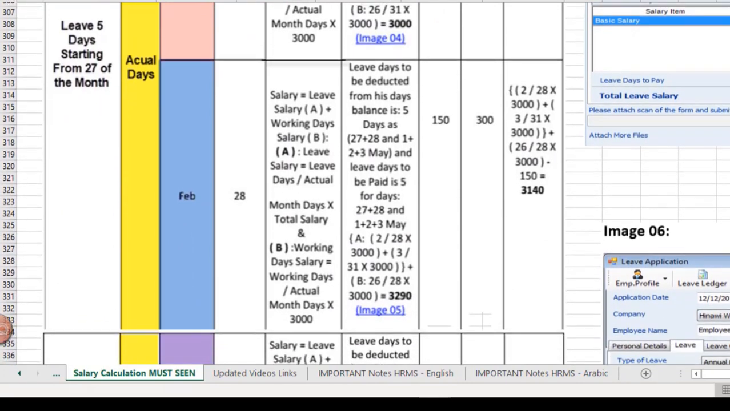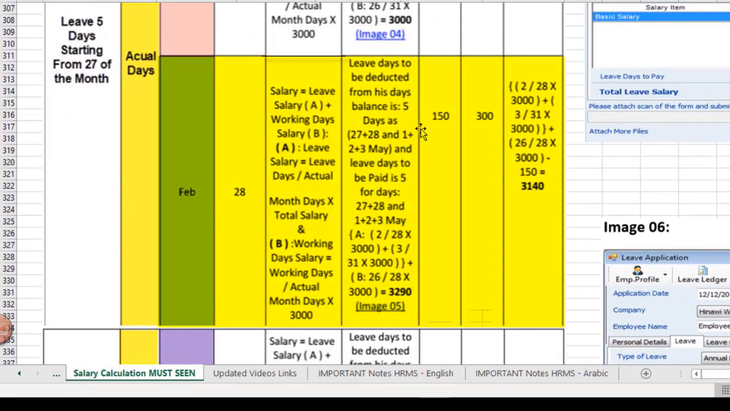right here in February, notice that the leave days to be deducted from the balance are 5, since we're saying that 27 to 28, only till 28, we're not going to even reach 30, because it's not a fixed 30 days anymore, it's 28 exactly. So only 2 days from February, which are 27 and 28, and the rest will be continued from March. Not May here, it's March. So 27 plus 28 plus 1, 2, and 3 of March.